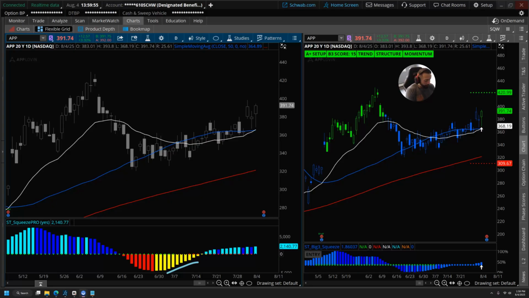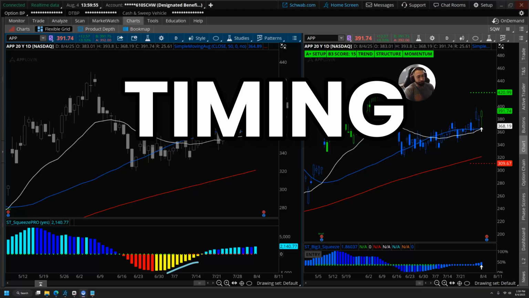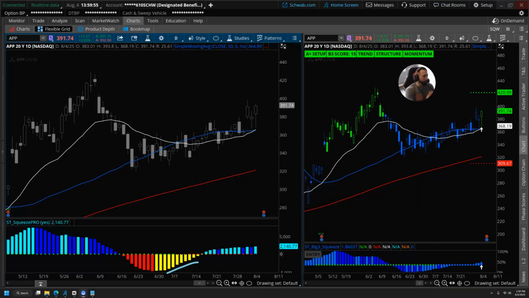But then the job becomes, I want to take that squeeze, and I want to get really good at calling for timing and direction. Do I think the squeeze breaks long, and when do I think it breaks long? Do I think the squeeze breaks short? When do I think it breaks short? And then better yet, if I think a squeeze does neither, how do we know when to avoid that?